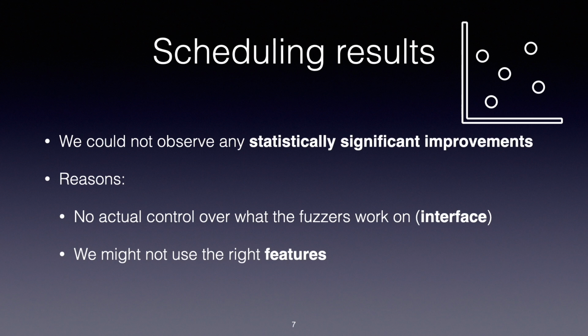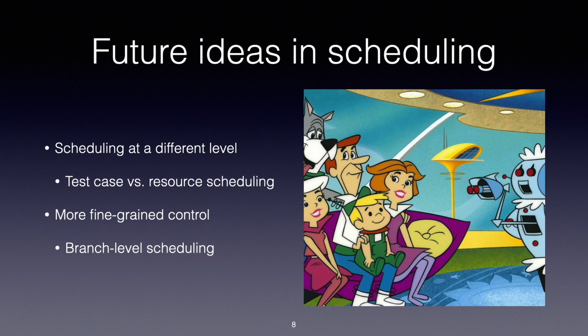And then there's also the other issue that we maybe didn't look at the right features for scheduling. We tried out a bunch of different things, but we couldn't find any features that could easily discriminate between the fuzzers. But yeah, the main issue is the interface issue, that we don't have control over what the fuzzers are actually doing. So it's kind of a negative result, but there's some brightness in the future, right?